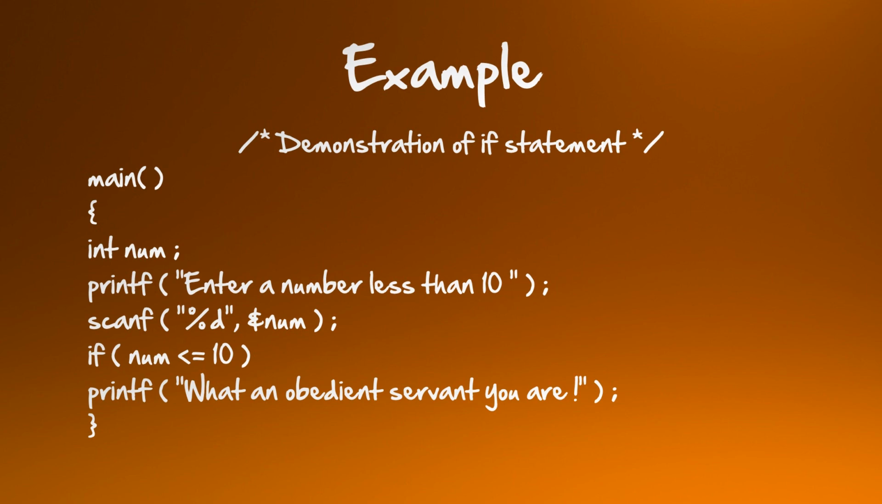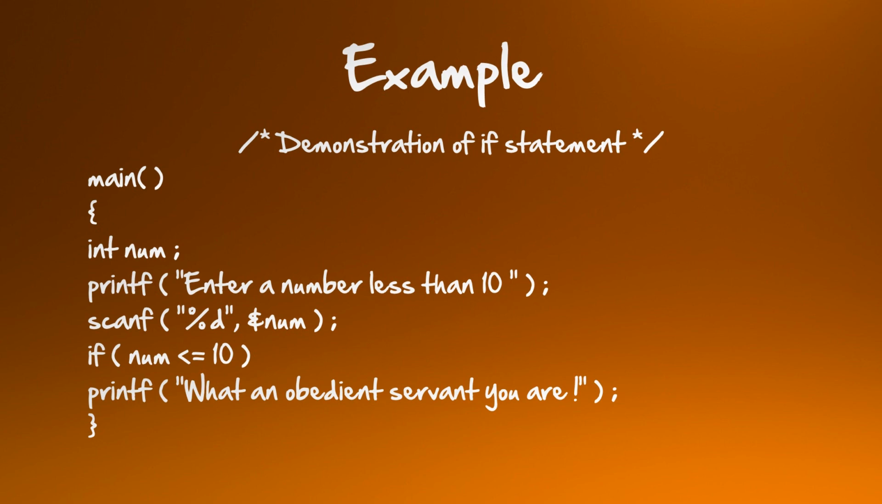When the program starts, it will ask for a number less than 10. It will take the number as input, and then it will check the condition, if the number is less than or equal to 10. If yes, it will print the result. If no, then it won't do anything. So now we know the flow of each statement.